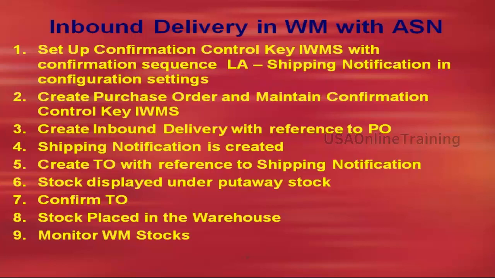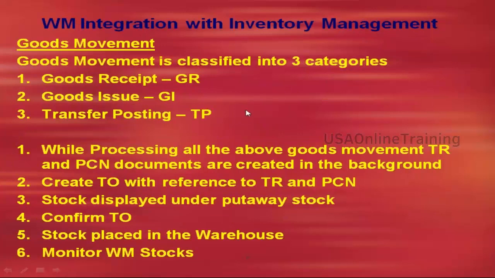Here we maintain the confirmation control keys in the background in the proper configuration settings. This confirmation control key further contains a confirmation sequence, that is, the shipping notification. After that, we create a purchase order by maintaining the confirmation control key parameters in the PO. Once the PO is created, we create an inbound delivery with reference to the PO. Then the shipping notification is created. Then we create a TO with reference to the shipping notification. TO stands for transfer order. Then the stock displays under put away stock. Then we confirm the TO and the stock is placed in the warehouse. We monitor the WM stocks. ASN stands for advanced shipping notification. Up to here, it is the integration of WM with MM.